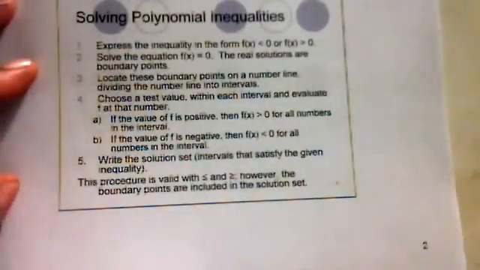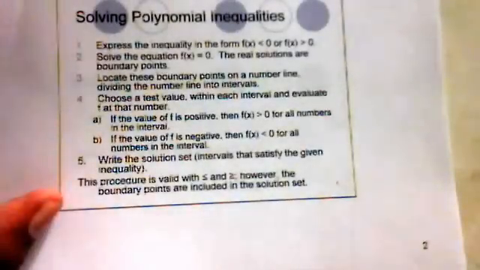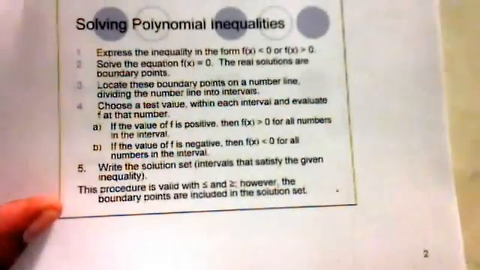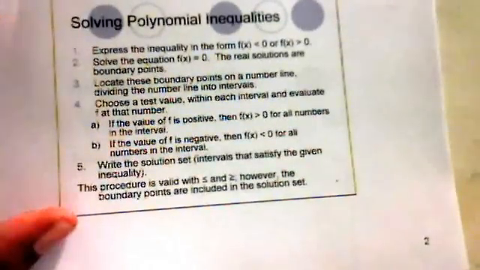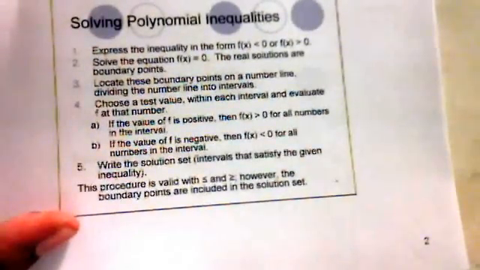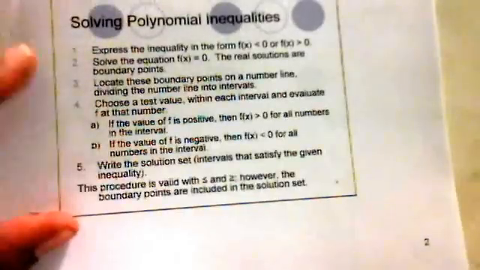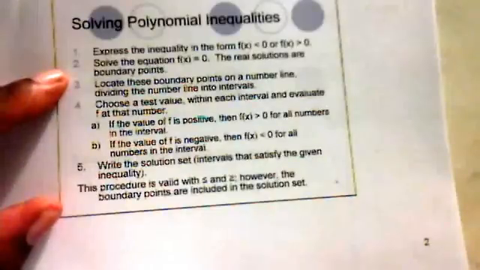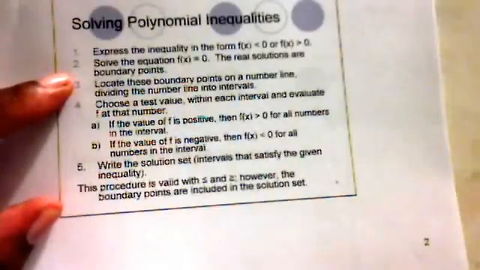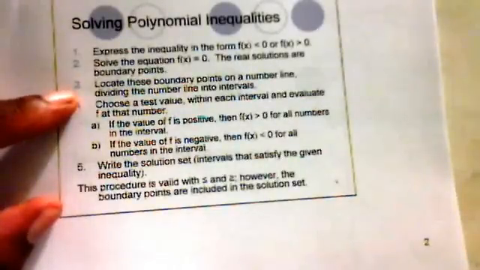Now let's look at the procedure for solving a polynomial inequality. We first express the inequality in the form f of x is less than 0, or f of x is greater than 0. Then the second step will be to solve the equation f of x equal to 0. Now the real solutions are going to be considered your boundary points. And then step number 3 is to locate those boundary points on a number line. That's dividing the number line into intervals.